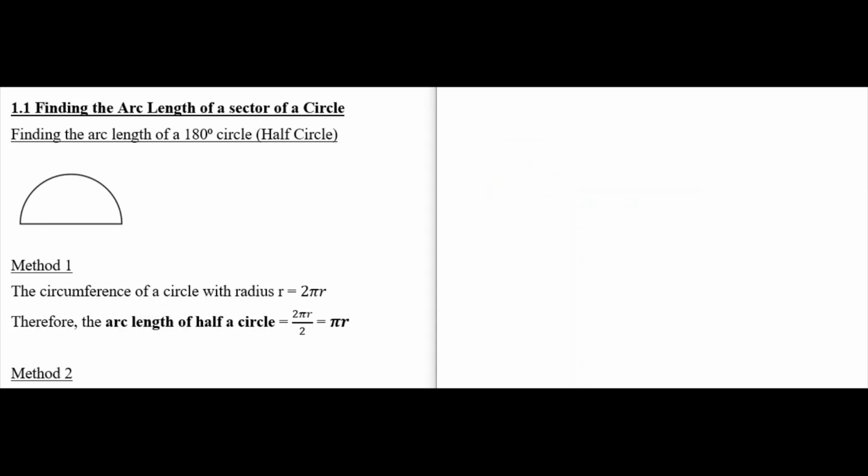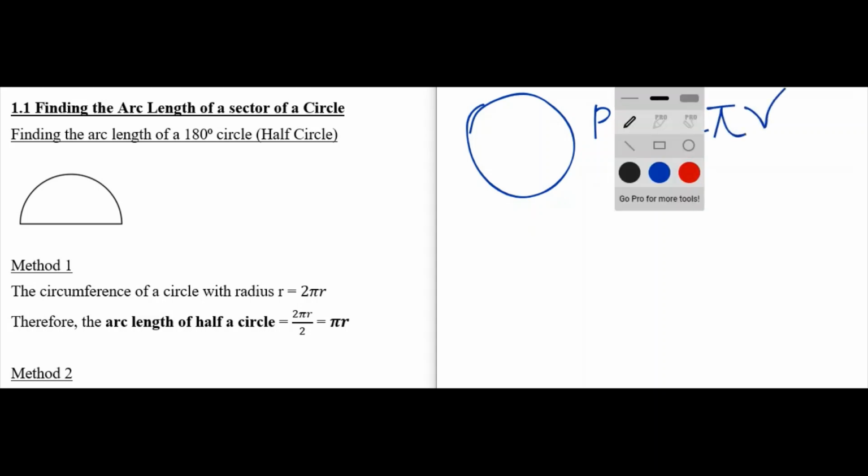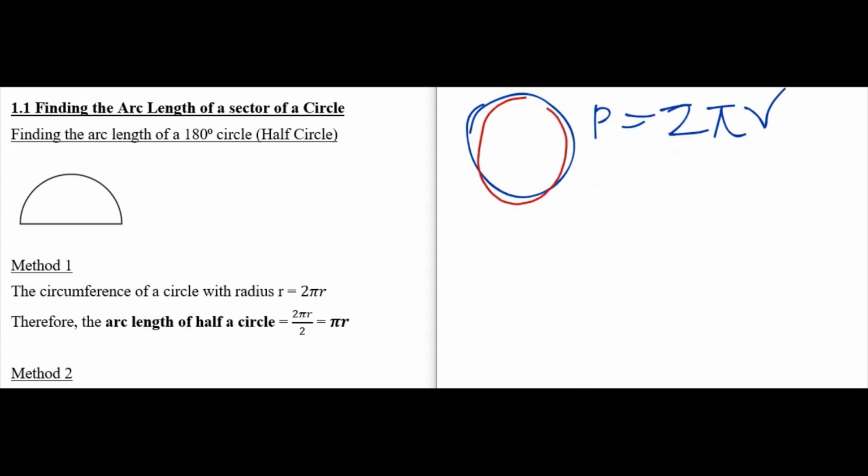And before we move on, as the first part, we have to find the arc length of a half circle. So when we look at a complete circle, we find the perimeter with the equation 2 pi r. With 2 pi r, what we measure is the total length of this particular line, the line which is used to draw the circle.